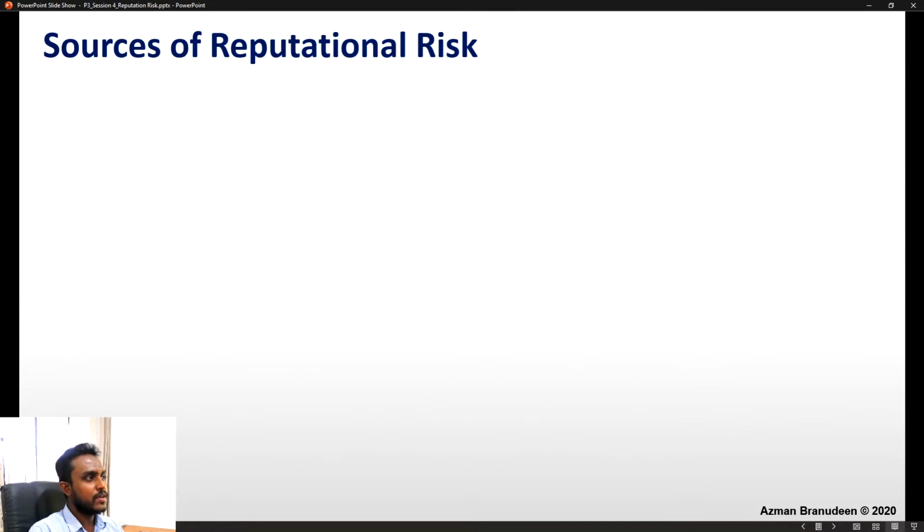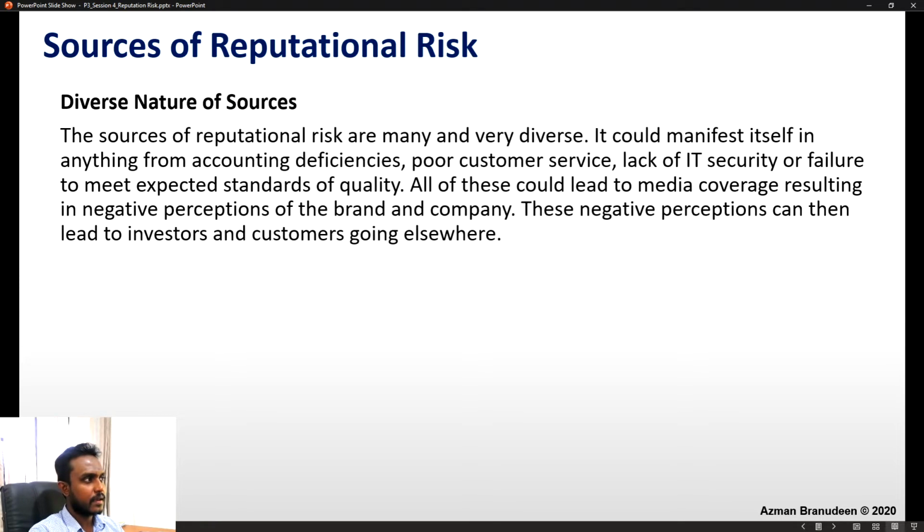Next, we look at the sources of reputational risk. Where can reputational risk arise from? The sources are many and very diverse. It could manifest itself in anything from accounting deficiencies, poor customer service, lack of IT security, or failure to meet expected standards of quality. All of these could lead to media coverage, resulting in negative perceptions of the brand and the company. These negative perceptions can then lead to investors and customers going elsewhere.